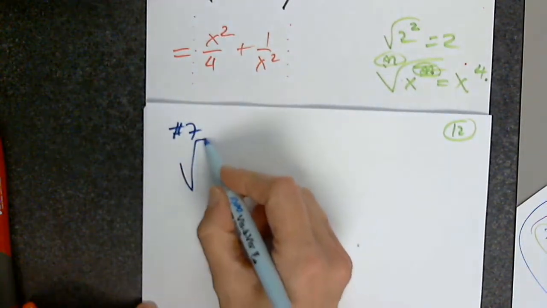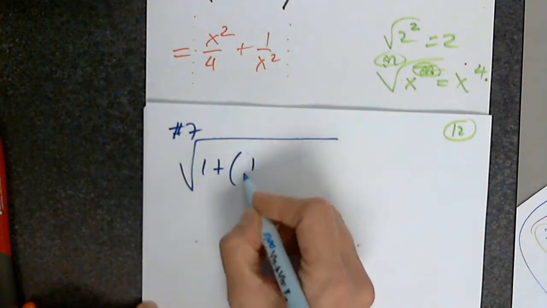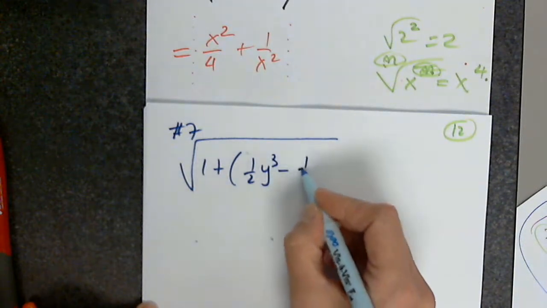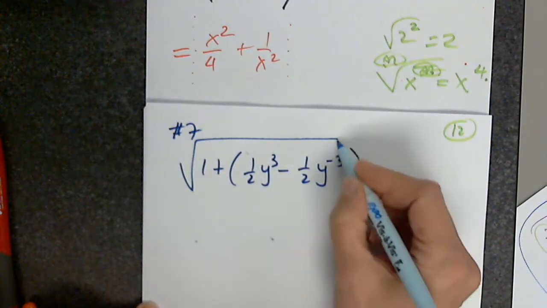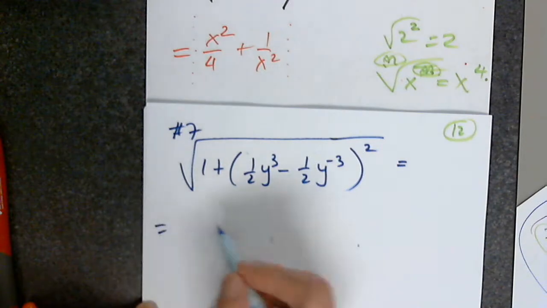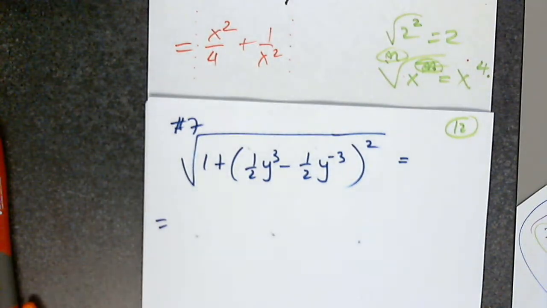So in 7 we have the square root of (1 plus 1/2 y cubed minus 1/2 y to the negative 3) and everything squared. Good. I'm going to try and simplify this. How do I do it? What is my first step? Yes, I have to square it.